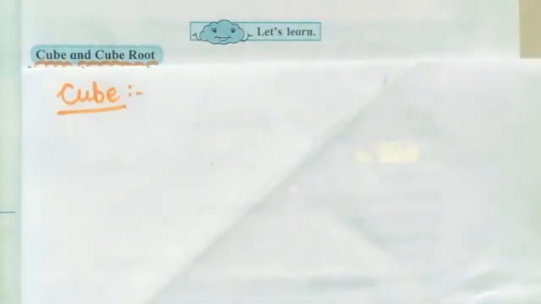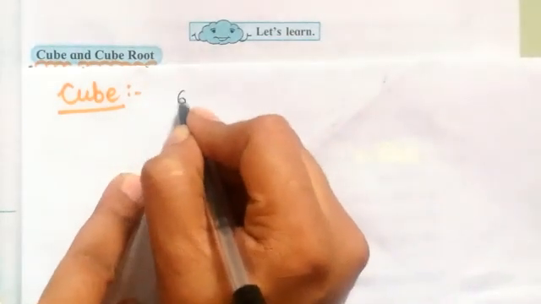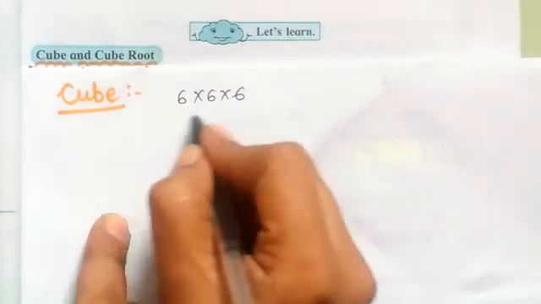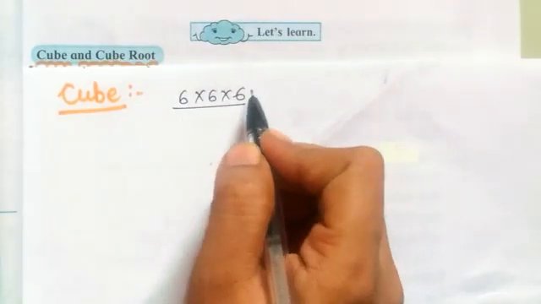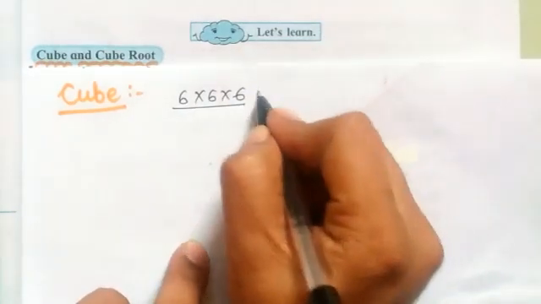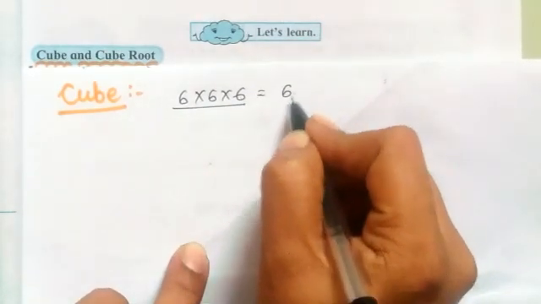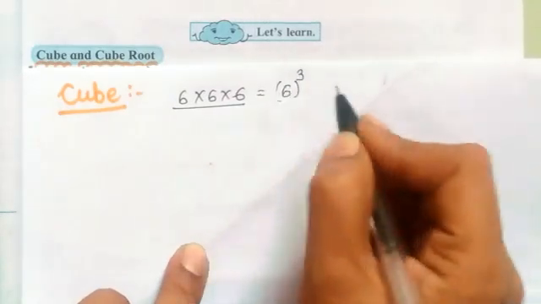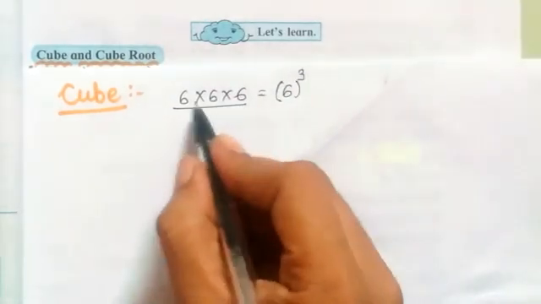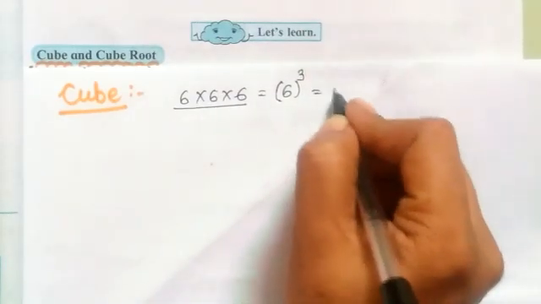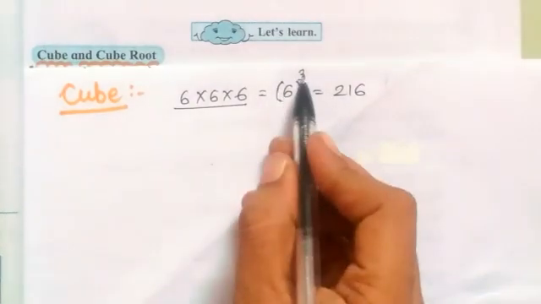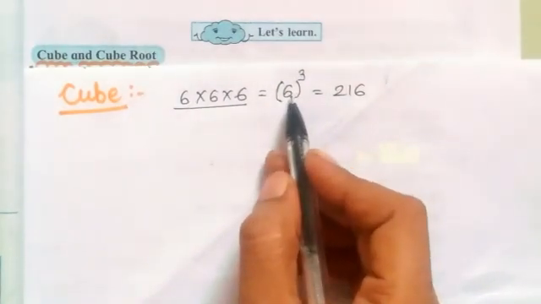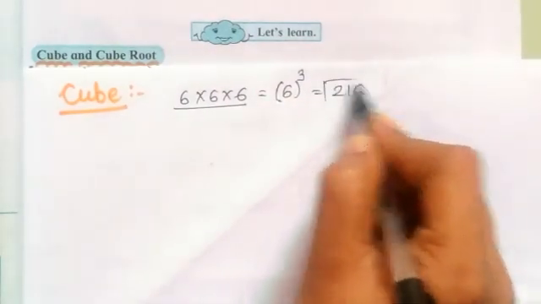If the same number is multiplied 3 times. Suppose 6 into 6 into 6. This is a product form, where the number 6 is multiplied 3 times. The same can be written in this way: 6 is the base and 3 is the index. The answer of this product form is 216. It means that the cube, 3 times, so the cube of 6 is 216.